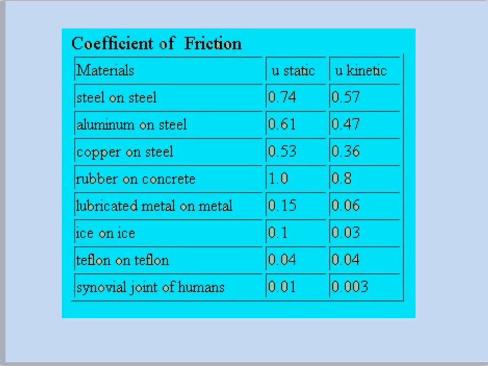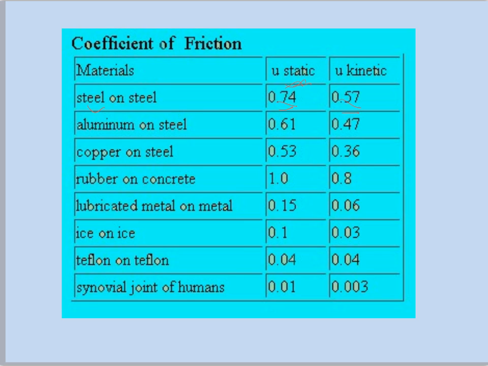So here are some examples of various coefficients of friction. Steel on steel, we see it's 0.74 for static, and 0.57 for kinetic. And we would expect the static to be more than the kinetic, because we've talked about how kinetic friction values are smaller than static friction values. It's much easier to keep something moving than to get it moving.